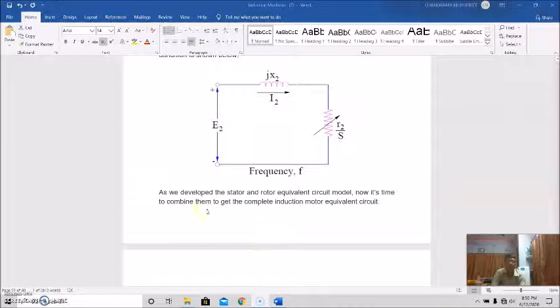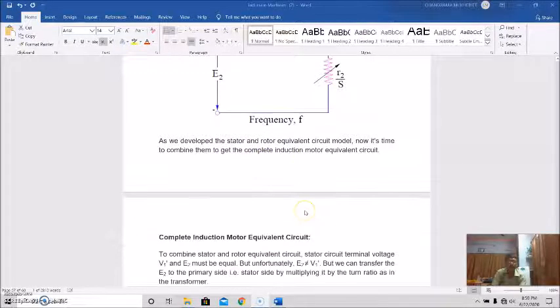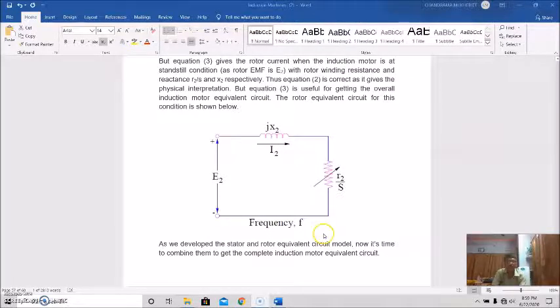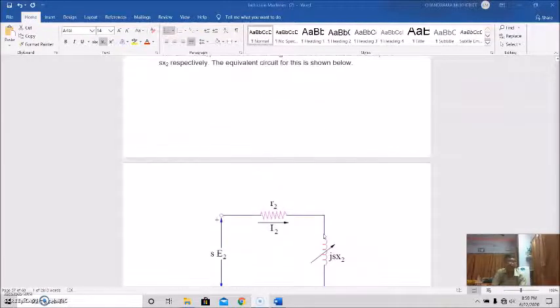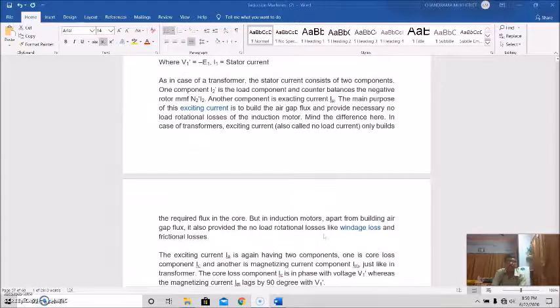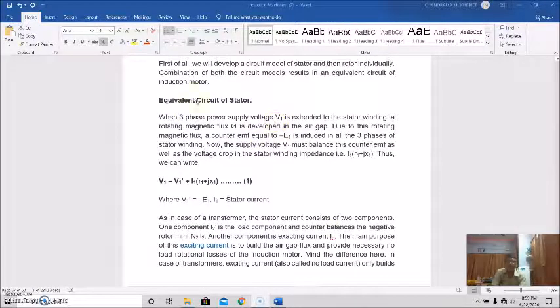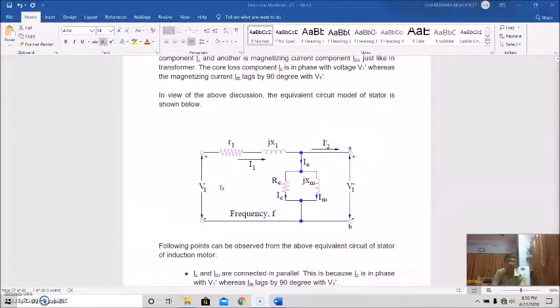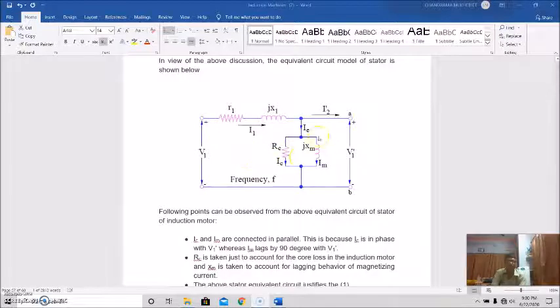So we developed the stator and the rotor equivalent circuit models. Now if we combine these two, we'll get the complete induction motor equivalent circuit. Before combining them, once again I am repeating these two circuit models as a quick recapitulation. This is the stator circuit model. These are the basic equations of the supply voltage, the induced EMF in the stator winding, and the impedance drop in the stator winding. If we put it in a circuit model, it will be like this.